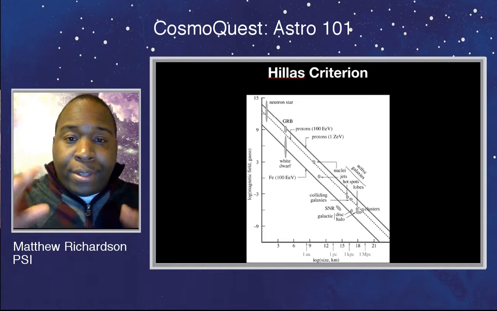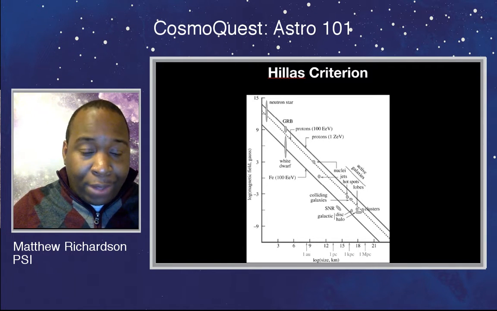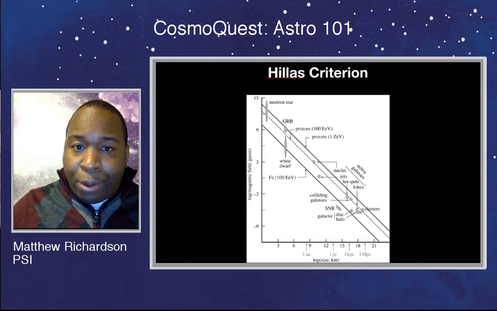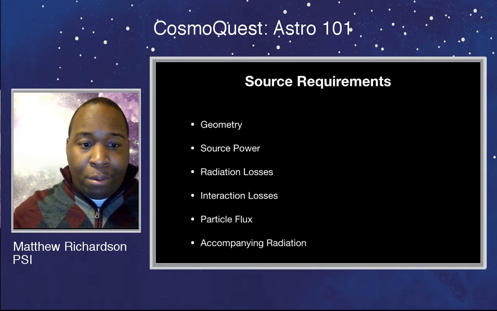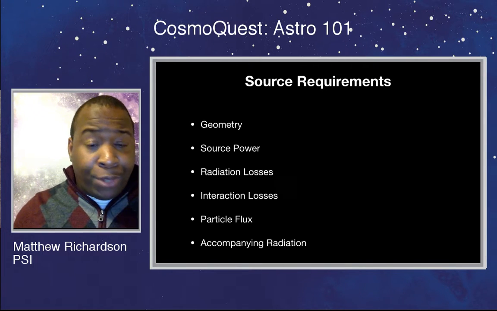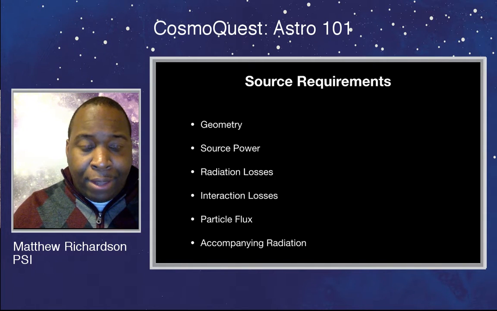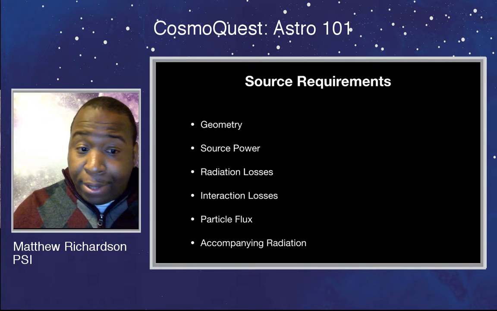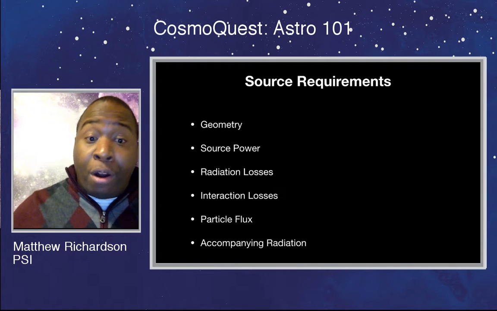Now, of course, this only establishes which sources, given their physical size and the magnetic field that's been determined to be associated with that source, can accelerate cosmic rays. It doesn't actually clear the other remaining conditions. The Hillas Criterion only gives enough information about the geometry and the source power. It has nothing to do with the radiation losses that the cosmic ray will experience while being accelerated, nor the interactions between the cosmic ray itself and other particles while being accelerated.